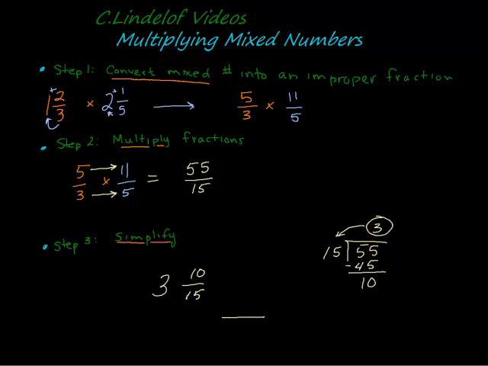So I'm going to do this one more time. 3. What number goes into 10 and 15? I think it's 5. So I'm going to divide the top and the bottom by 5. So 10 divided by 5 is 2. 15 divided by 5 is 3. So here's our final answer, right? We did step 1, we did step 2, and we did step 3. Let's try the next example, okay? Remember, we're going to use these 3 rules.